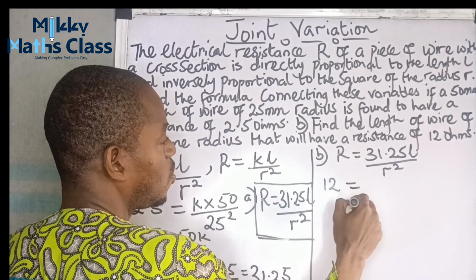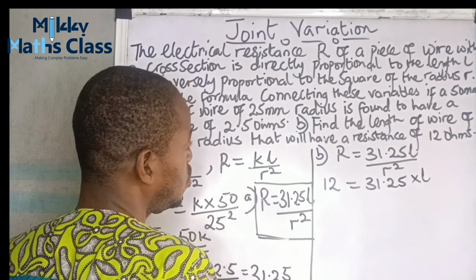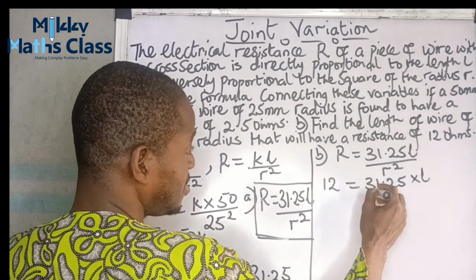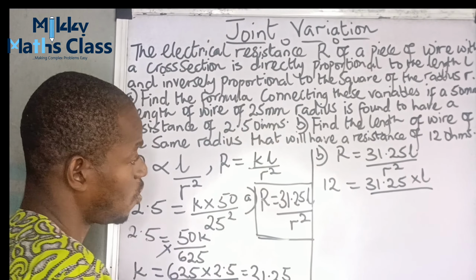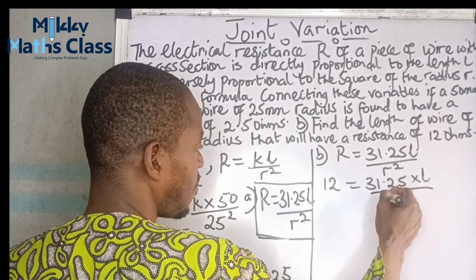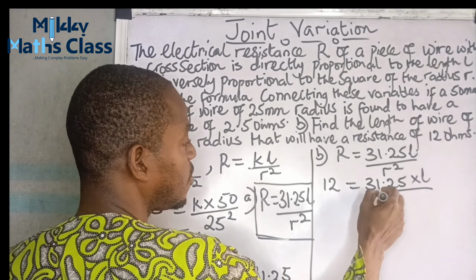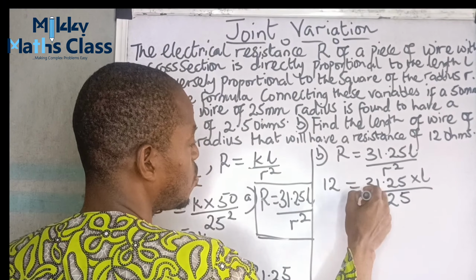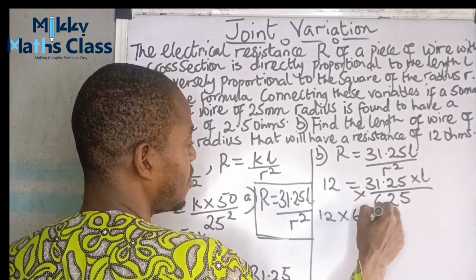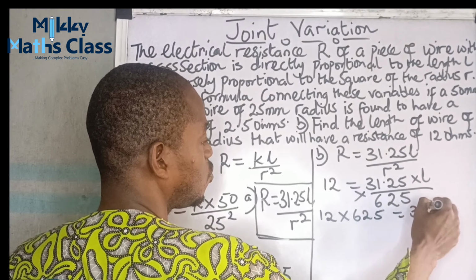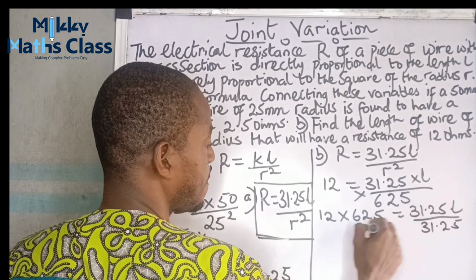So that's 12 equals 31.25 times the length of the wire, which we are asked to find, with the same radius. You know, our radius was given as 25 millimeter. So over 25 squared, which is 625. So from here we cross multiply. So our L, that's 12 times 625, is equal to 31.25 L. Divide both sides by 31.25.